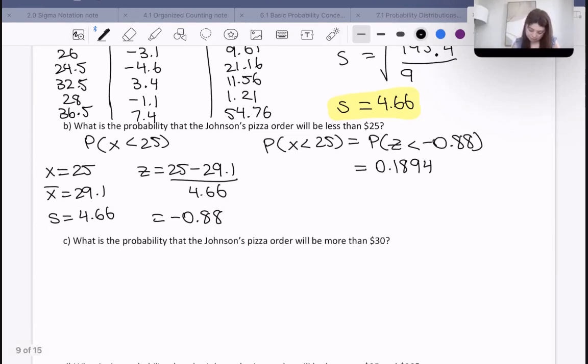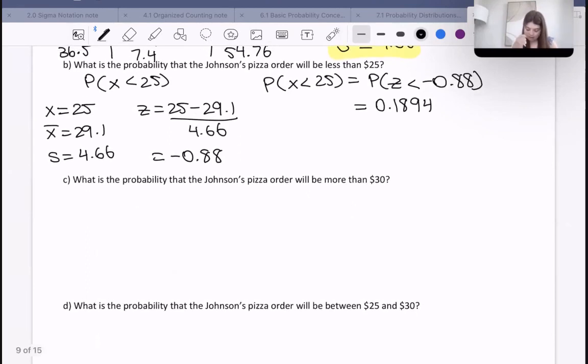Good. The next question asks, what is the probability that the Johnson's pizza order will be more than $30? Well, the thing is, $30 is a little bit above that mean, right? That's a little bit above the 29.1, which is our mean. So we're expecting this to be a little bit smaller than 50%, but close to 50%. My guess is this number will be between 40% and 50% approximately. So let's see what it is.